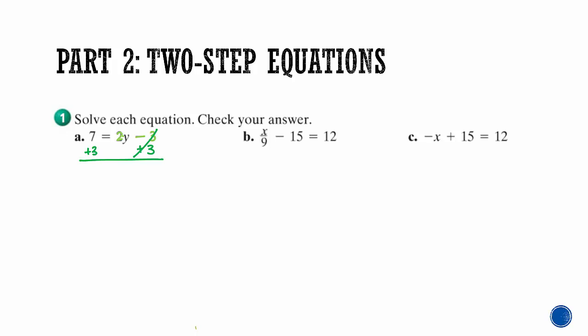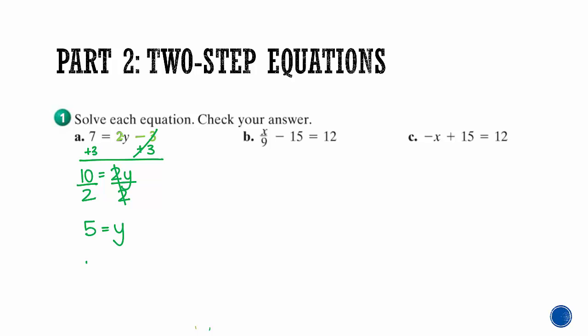This crosses off. Remember, that means we really get 0. So we end up with 10 over here, which has to equal 2 times y. And now it looks just like the one-step equations. 2 times y. So to undo it, I'm going to divide. Those cross off again, and remember that means we get a big giant number 1. So we end up with y equals 5.